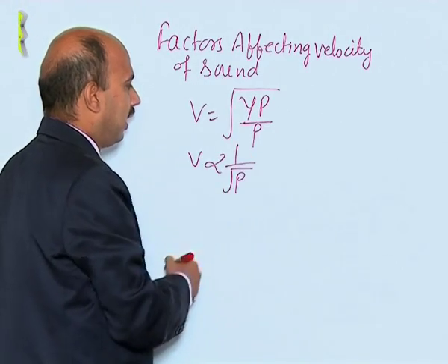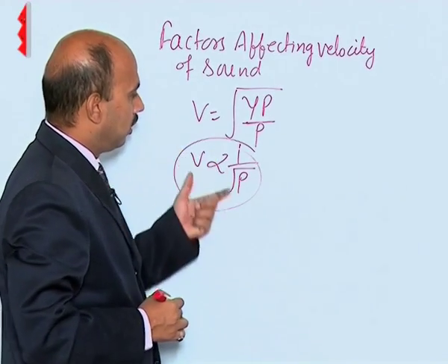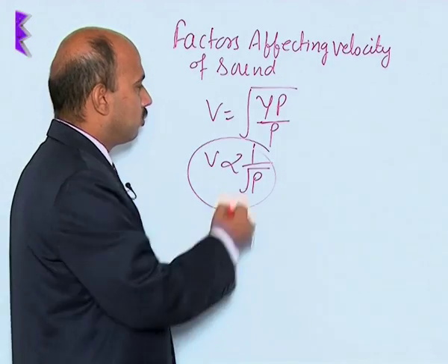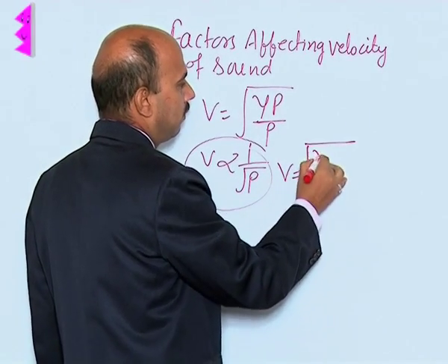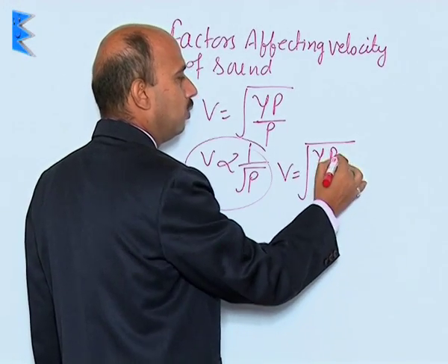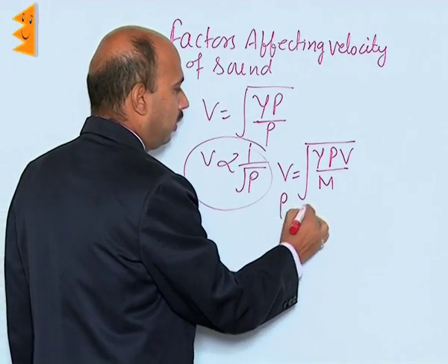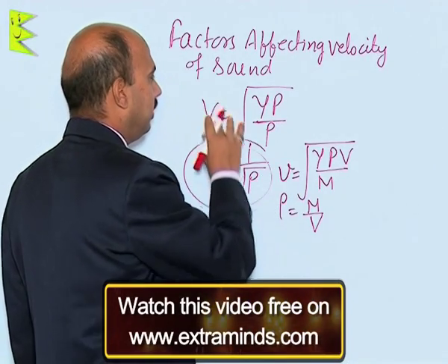Now, we can simplify it. This is the first factor we have got: velocity is inversely proportional to under root of density. We can take another factor also. If we write velocity is equal to under root of gamma p upon rho, rho can be written as mass upon volume. So, I have written rho is equal to mass upon volume, and here velocity is written in this manner.